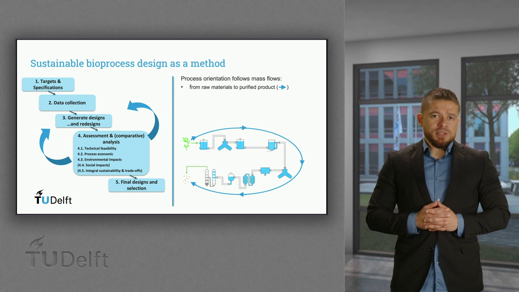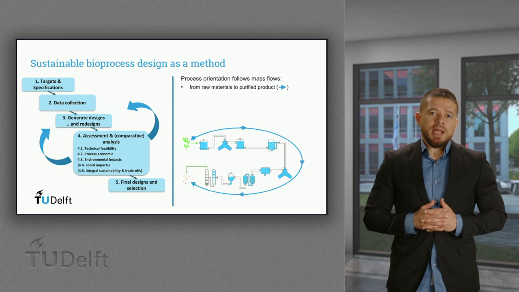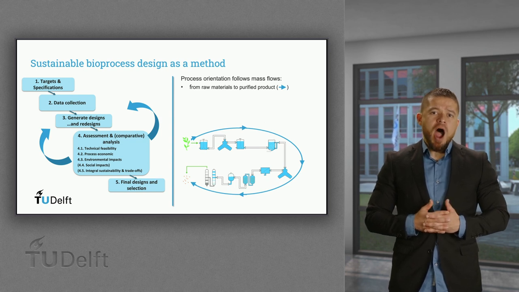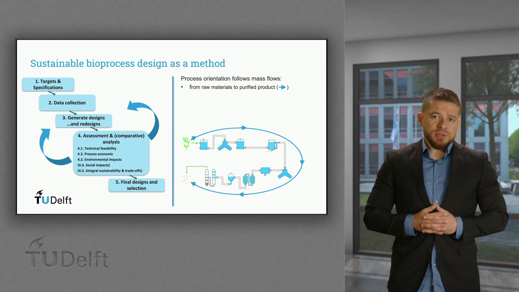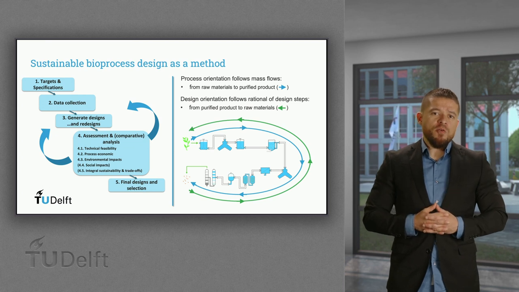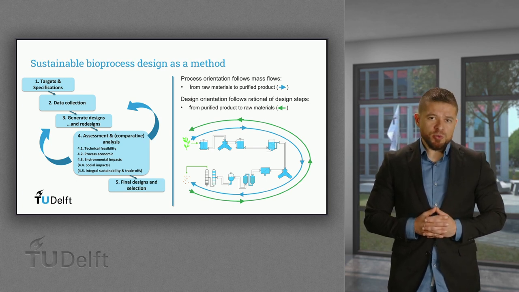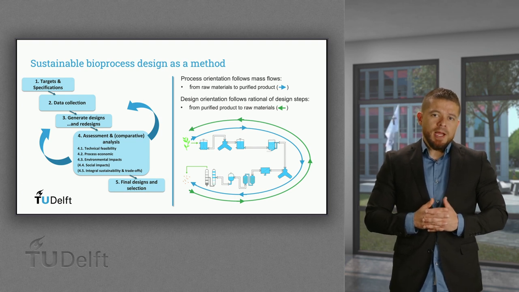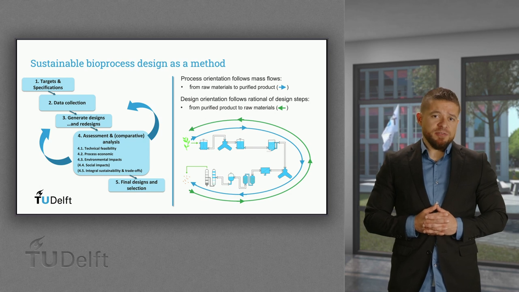For process orientation, materials flow from the feedstocks to the purified product, and this is the logical sequence of how we see the process. But the design orientation goes from the purified product, which is usually the starting point of many design projects, back to the suitable raw materials where different options may be considered. This direction can also be used for process design. And this is very much in line with step one, targets and specifications.